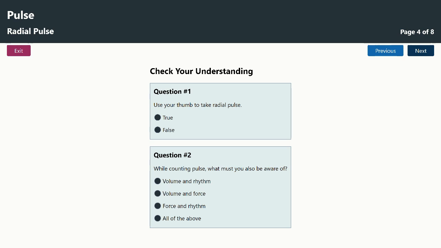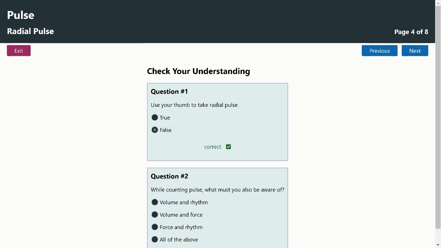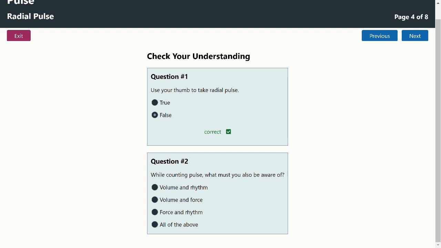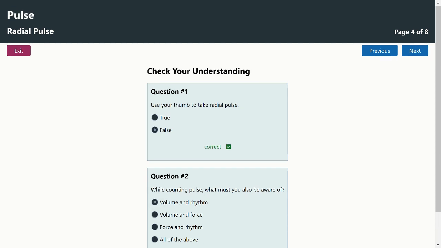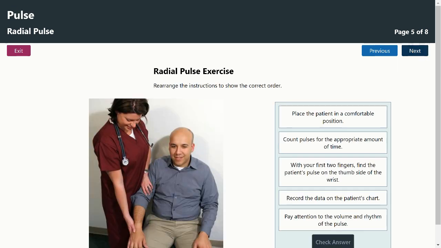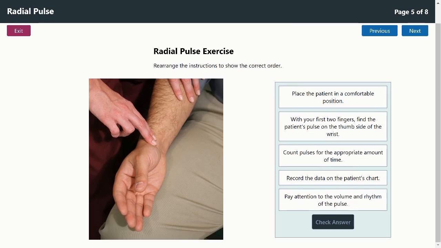Use your thumb to take a radial pulse. Pulse. While counting pulse, what must you be aware of? Volume and rhythm. All right, so what's the first step in this whole little process here?